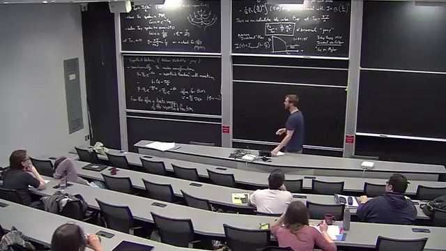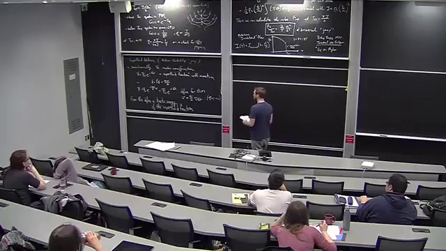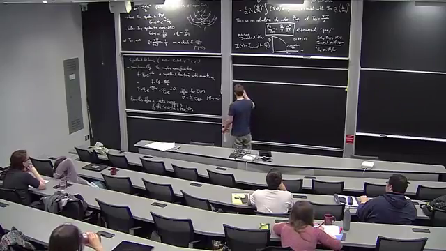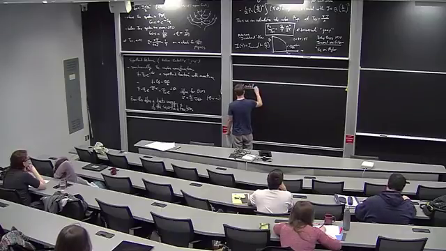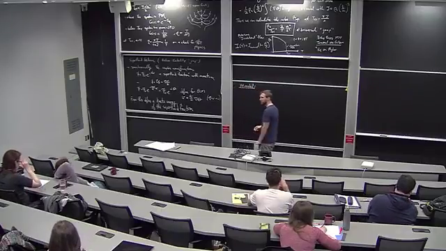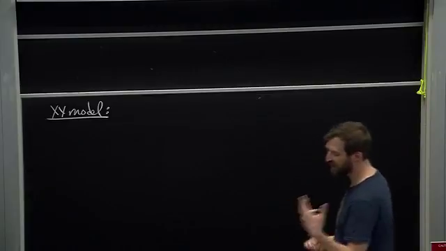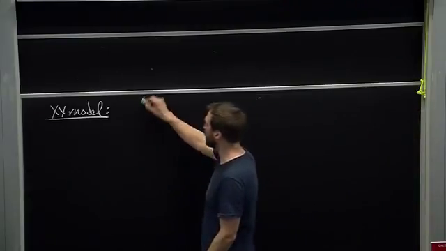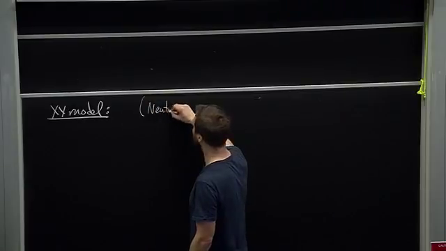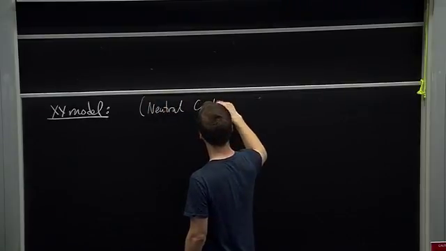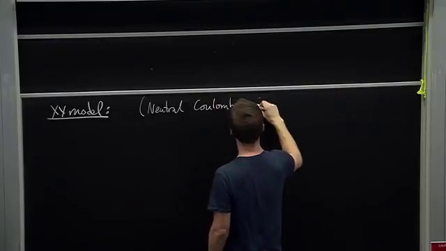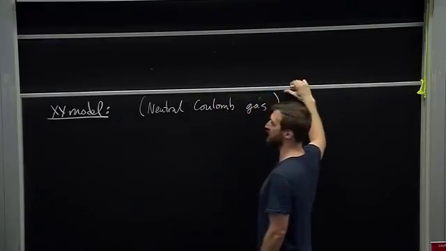Okay, so let's derive that energetic function now. So we're still sticking with the XY model. And all we have is the usual action and this idea of vortices. And what I'm doing is I'm relating this to a neutral Coulomb gas. So it's just an analogy.